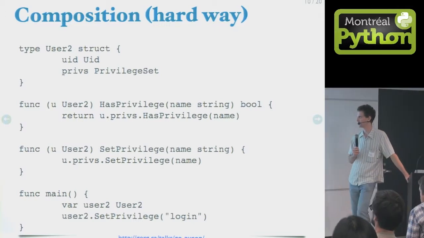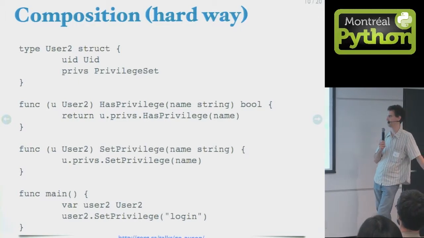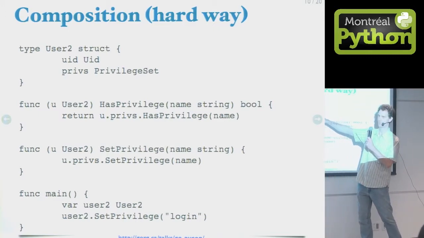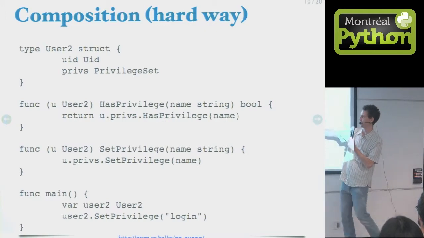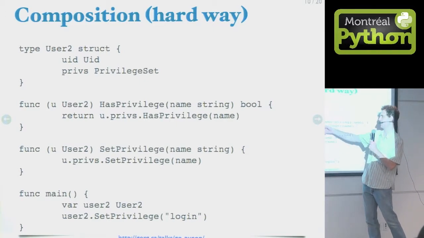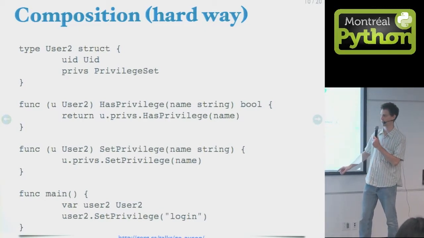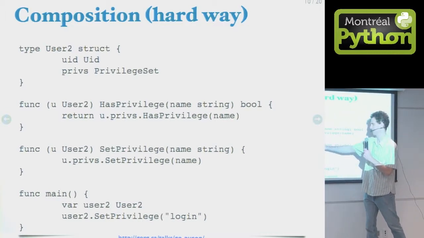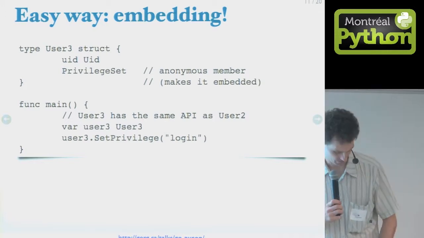More interesting is composition. So here's the hard way, the traditional way of doing composition that you may have done in Python or Java or C++. So I've got a user type, which has a UID, and it also has some privileges. And I put privilege set in a different type, it seemed like a good idea at the time. But I want the methods of privilege set to be visible to user, right? If I've got a user object, I should be able to call has privilege, set privilege, without knowing about this implementation detail. I want it to be part of the interface. So the way I do it is I re-implement has privilege as a delegate, a wrapper around privs.hasPrivilege, and same thing here. Boring.